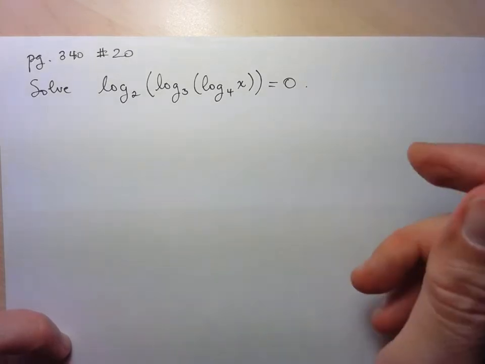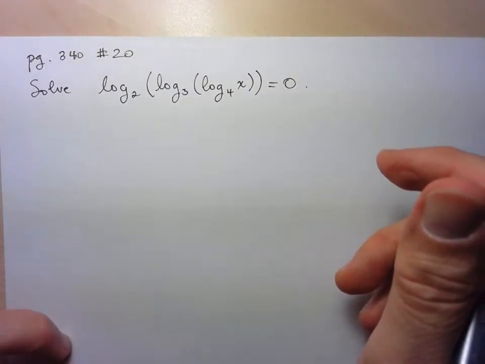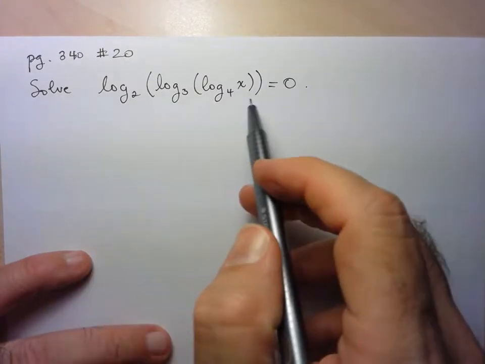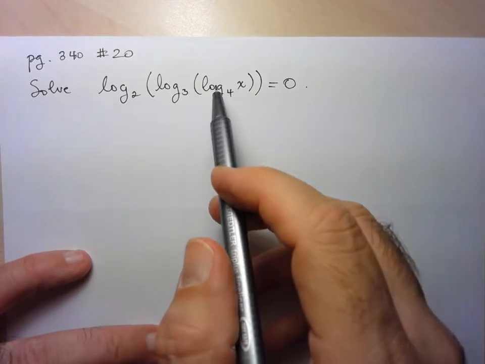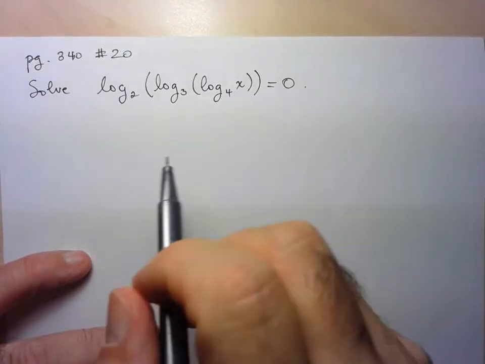Hi folks, we're going to take a look at number 20 from page 340. And they're asking us to solve this equation. Now we look at the left hand side and we see that we have the logarithm of a logarithm of a logarithm of x, and this is all equal to 0.